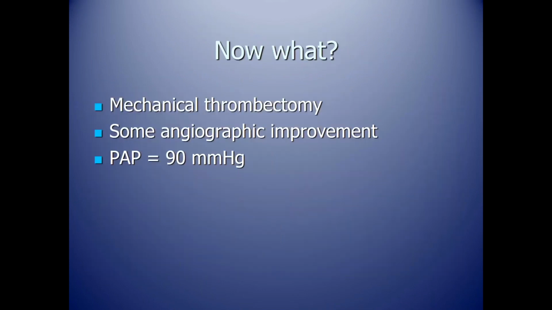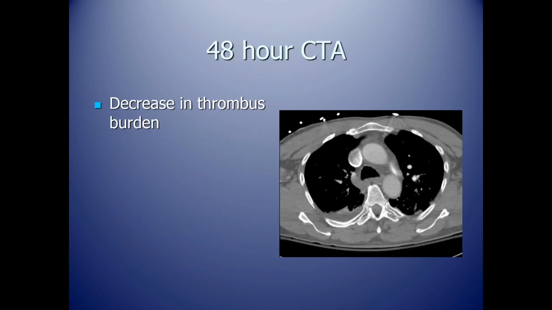So we decided let's do a little mechanical thrombectomy. We did that. We had a little angiographic improvement. Pulmonary pressure was about 90, so not really very different. And eventually, he did get a repeat CT. He was now anticoagulated. He had some decrease in his thrombus burden. And ultimately, he did clinically stabilize pretty quickly, actually, and he was discharged on anticoagulation.